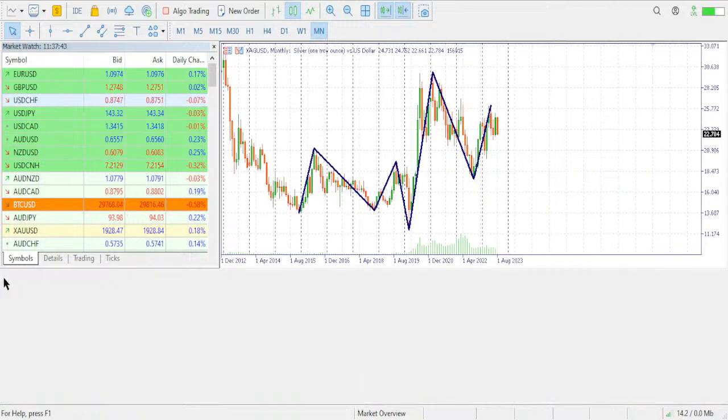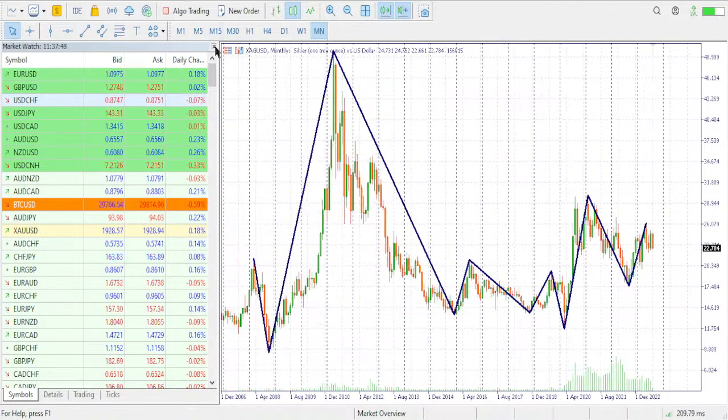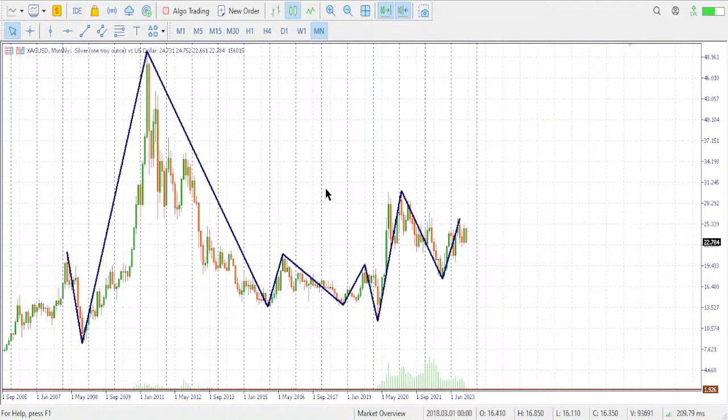Yes, this is silver. So it's taking some time to load. That's not a problem. Let's give it a few minutes to load all the past data, so that we can see exactly where we expect the price to be headed.